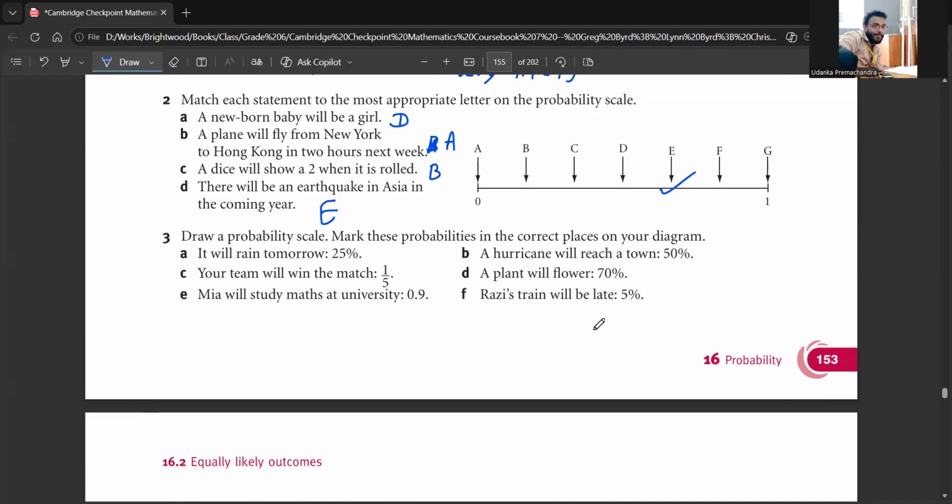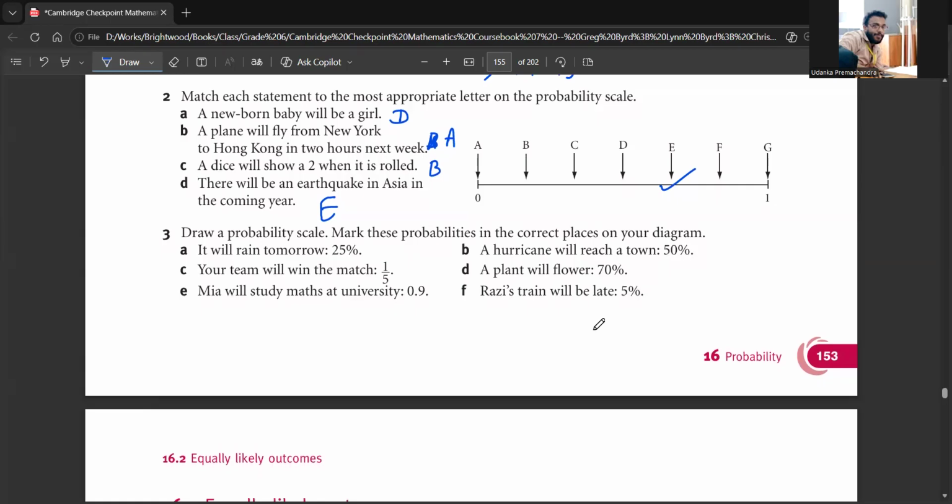Okay. Next one, draw a probability scale. Mark these probabilities in the correct place on the diagram. Here you have to draw a diagram. Using that, you can mark the correct place. If I draw a diagram like this, you can take one side as 0 and the other side as 1. In between there, you can put the values. Write down there in between. Yes. Try it.